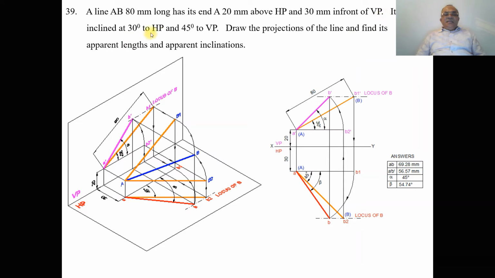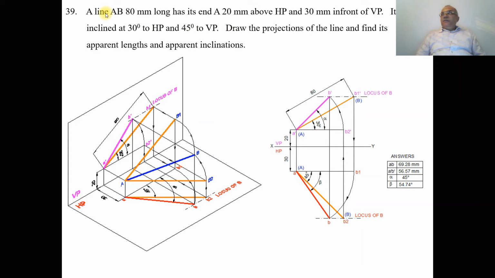It is inclined at 30 degrees to HP. That means the 80 mm long line is inclined at 30 degrees to HP. So from A dash, using the protractor, you measure an angle of 30 degrees with respect to the horizontal and draw an inclined line. Similarly, using the protractor with small a as center, measure an angle of 45 degrees because it is 45 degrees to VP. The inclination with respect to VP is seen in HP.